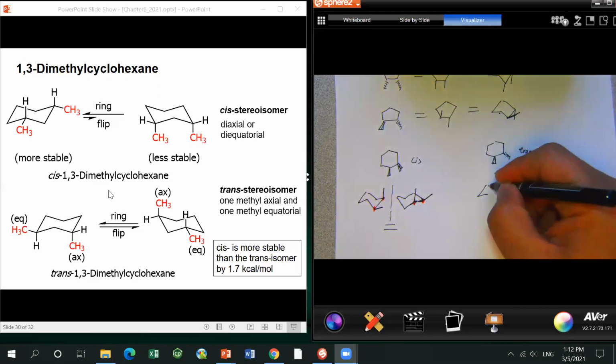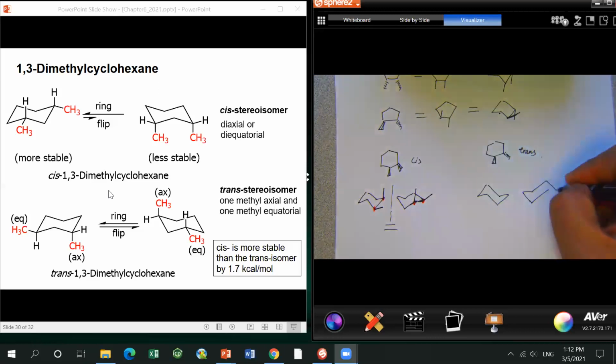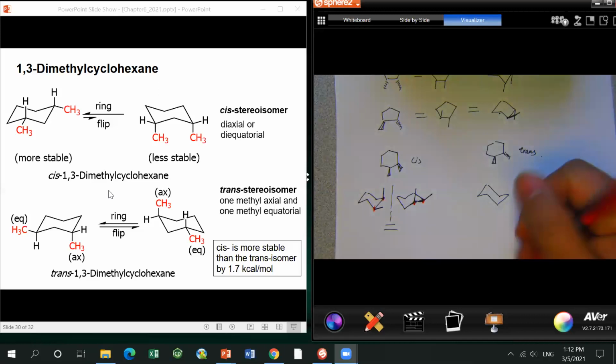All right, and then when we come to the trans, we do a similar thing. Try to draw them as mirror images. And then we still work with these two carbons.